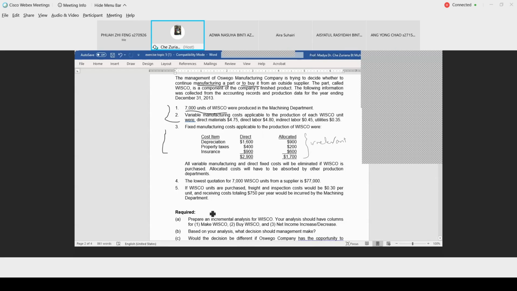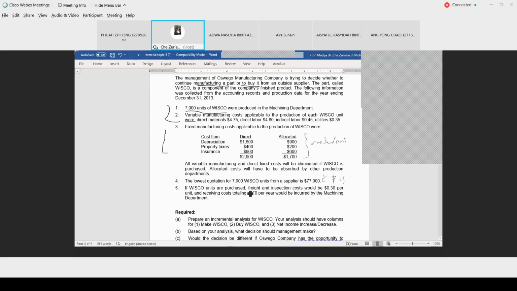So, all variable manufacturing and direct fixed cost will be eliminated if Visco is purchased. Allocated cost will have to be absorbed by other production departments. So, buat ke, beli ke apa ni, cost ni akan ada selalu. Tapi kalau yang ni direct, relevant to the decision because this one, if you buy, this cost is not incurred. Okay. So the lowest quotation from a supplier is 77,000. So means that kita boleh tahu harga price per unit is 11 lah. 77,000 divide 7,000. Okay, boleh nah?